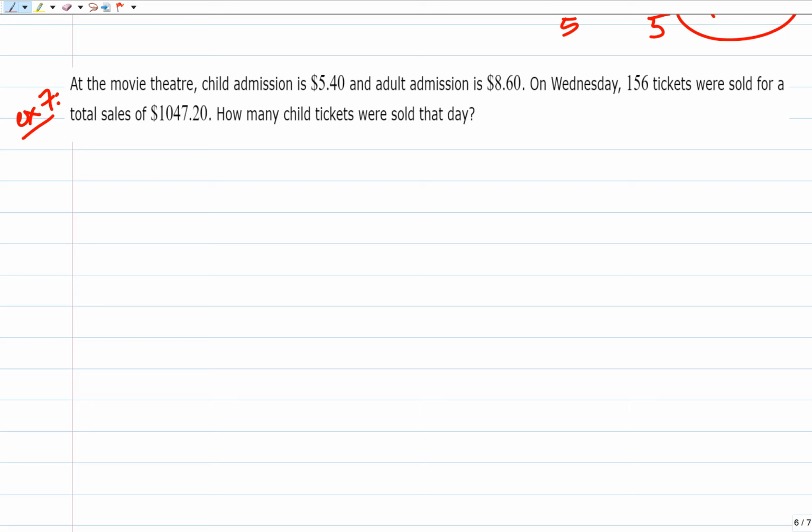At a movie theater, child admission is $5.40, adult admission $8.60. 156 tickets were sold for total sales of $1,047.20. How many child tickets were sold that day? Child tickets. Pardon me.